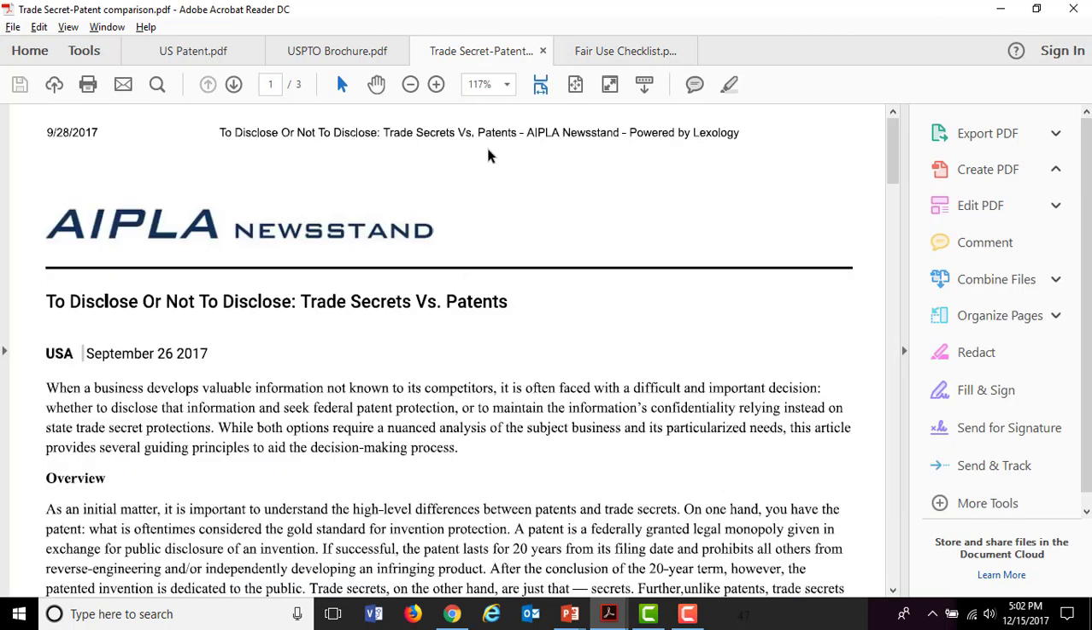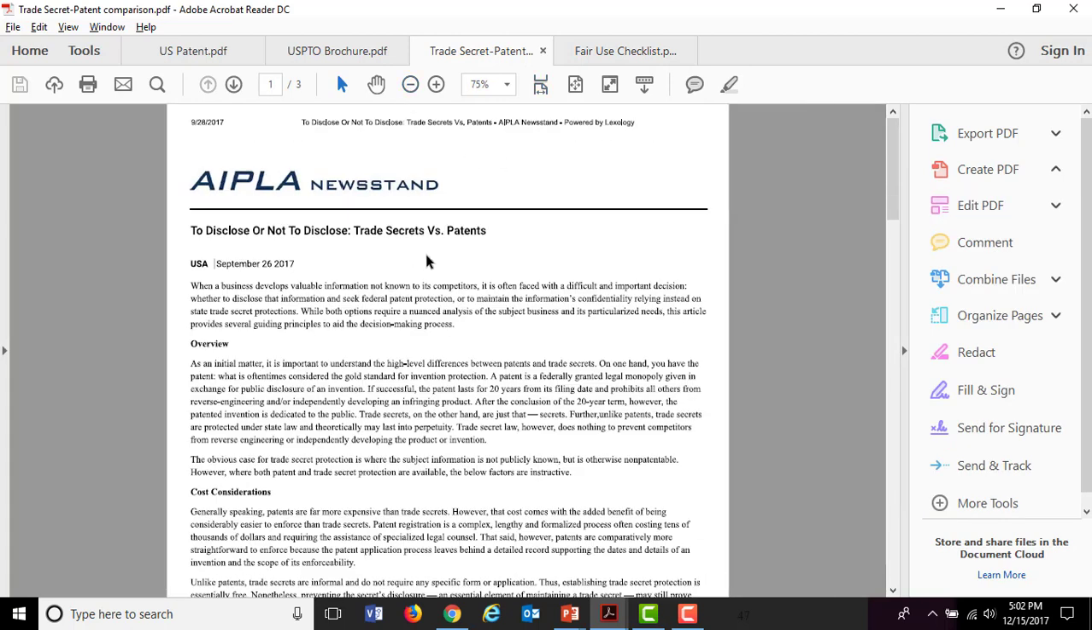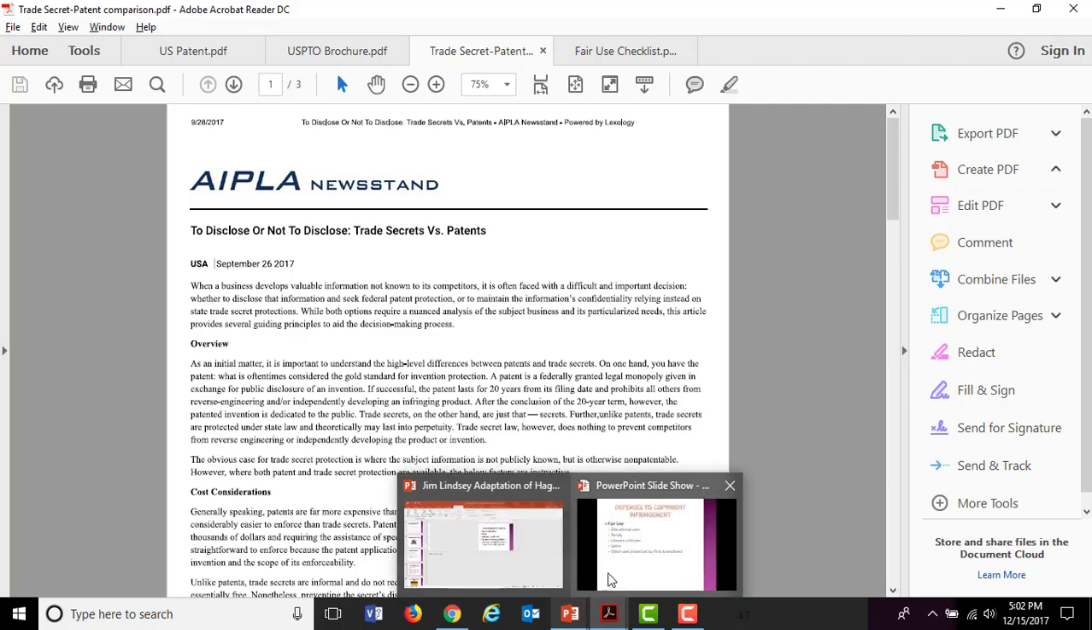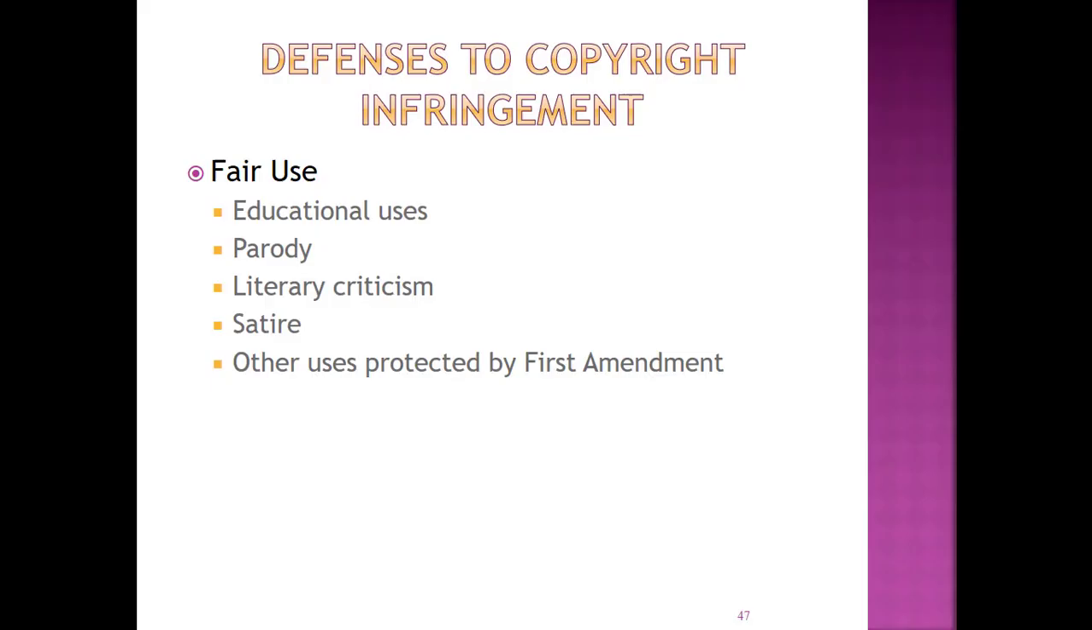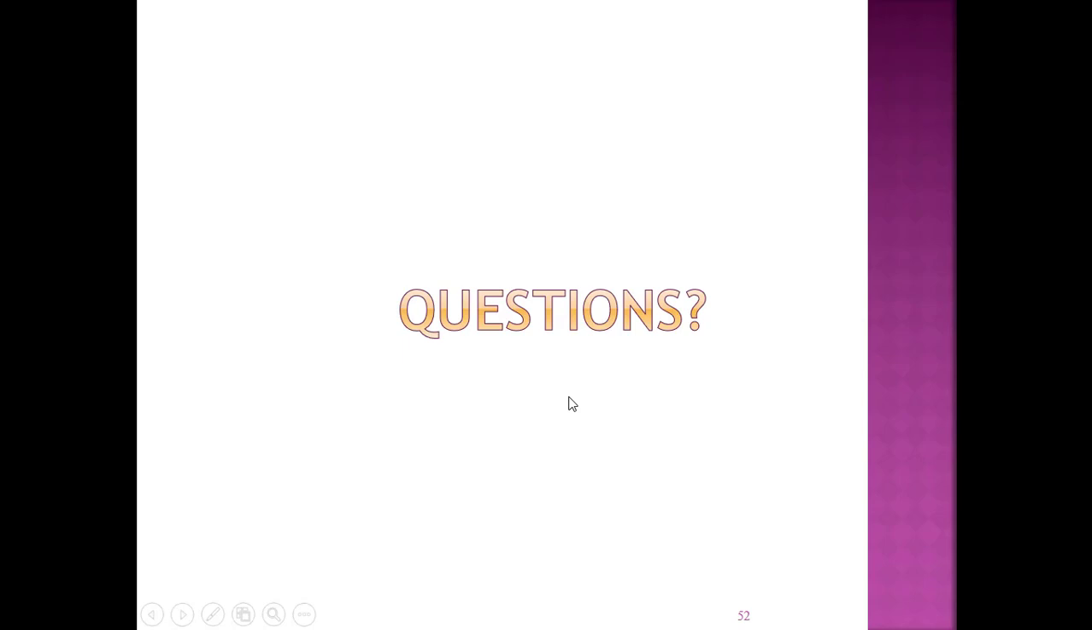I skipped over this one. This is a document that you guys can read about when trade secrets are a better option than a patent, and vice versa. And so that's also out there for you. So let me go back to the presentation to close up here. Okay, so those are the highlights of that.